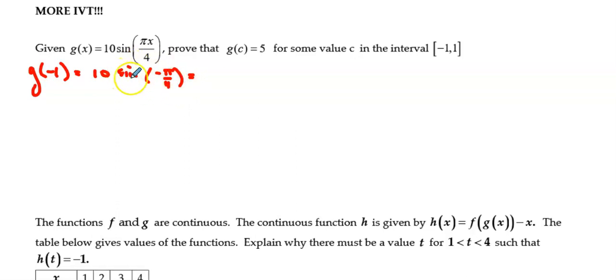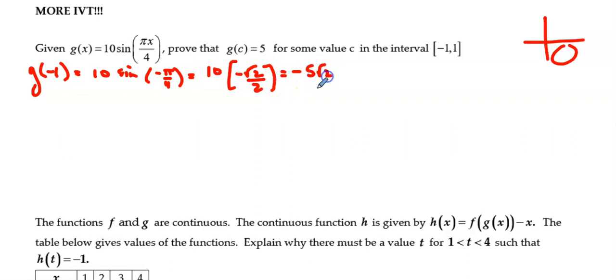So if we look at this, this is where our trig values come into play, right? So sine of negative pi over 4, and we're now in quadrant number 4, right? We're moving down here, and sine of pi over 4 is the square root of 2 over 2, but because we're in quadrant number 4, sine is negative there. So we're left with negative 5 square roots of 2.